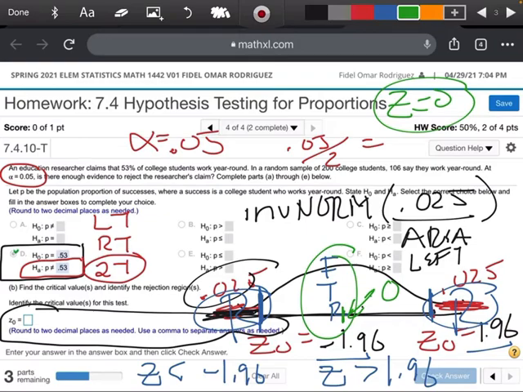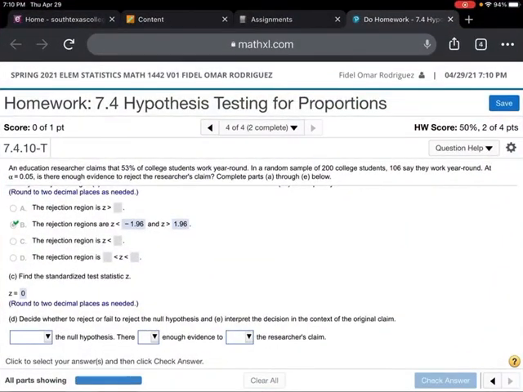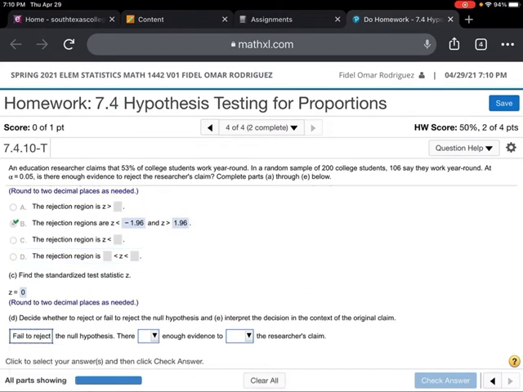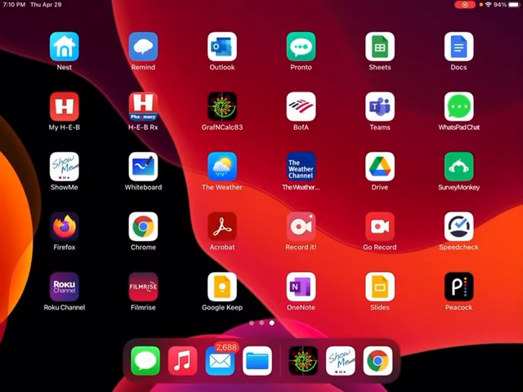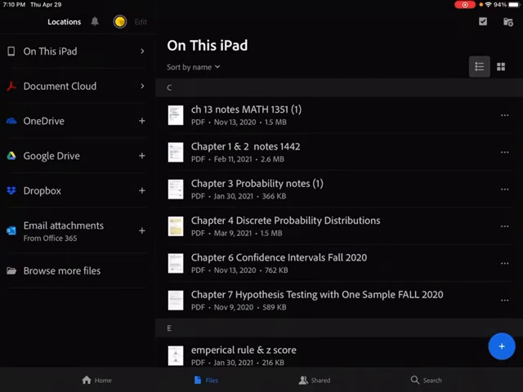So I'm going to come back over here and I'm going to select, is it letting me select it? Here we go. Fail to reject. I know that part. Now, the second part I got to figure out is, let me see if I have it here. I hope I do. If I don't, I'll find it for you real quick. It'll be here in chapter 7.